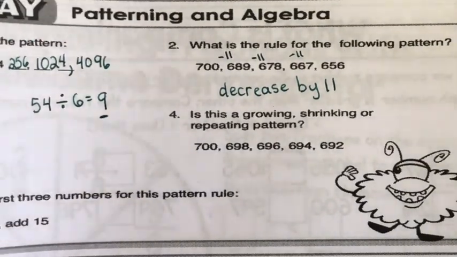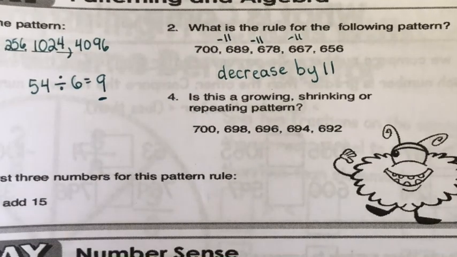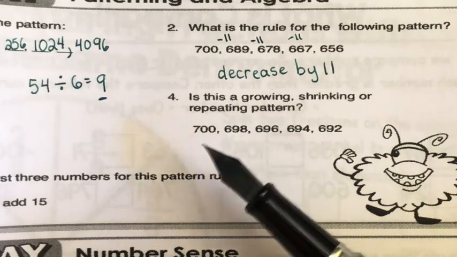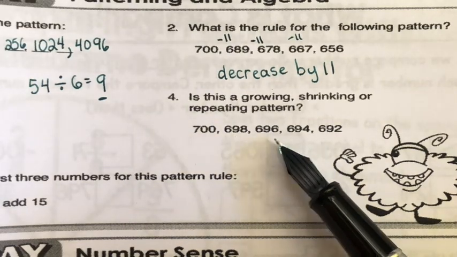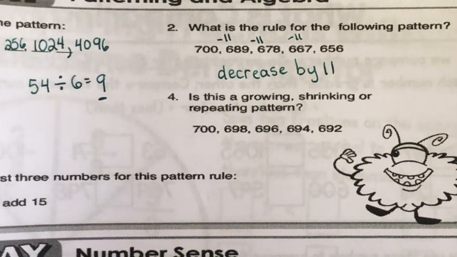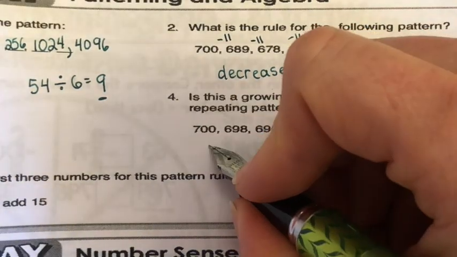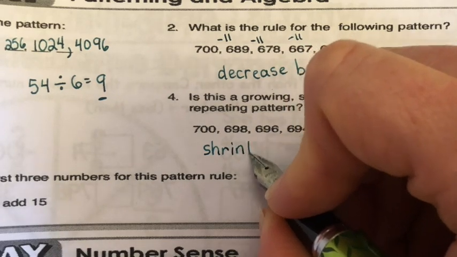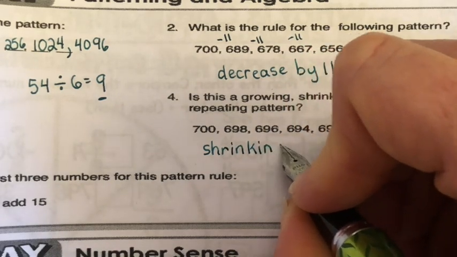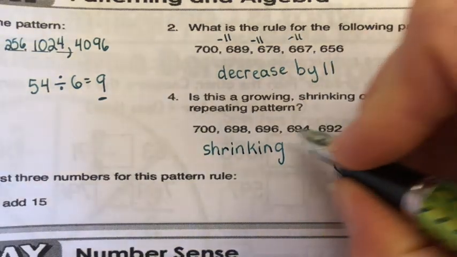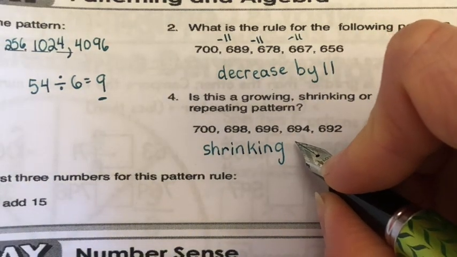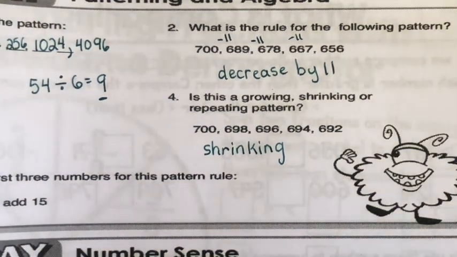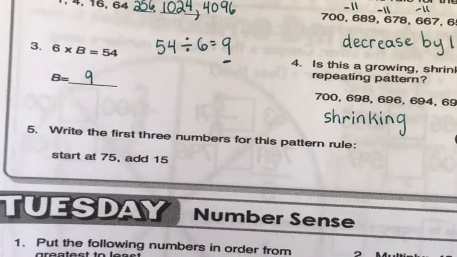Okay, number 4. Is this a growing, shrinking, or repeating pattern? So let's look. 700, 698, 696, 694, 692. Well, this pattern is shrinking or decreasing. This book uses the word shrinking, but I know that my grade 5s know the word decreasing and know what it means because we've covered that in science and math. All right, probably in ELA too.